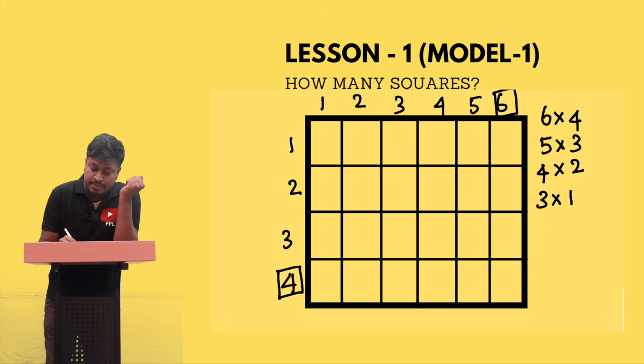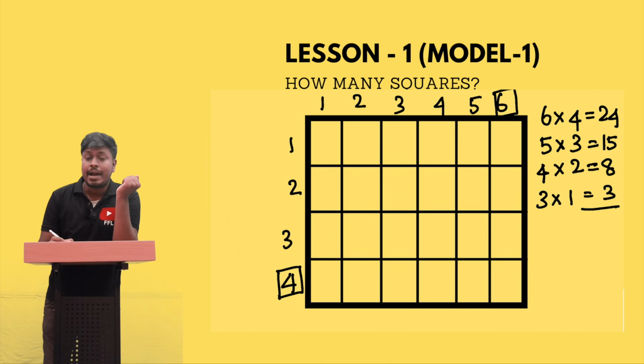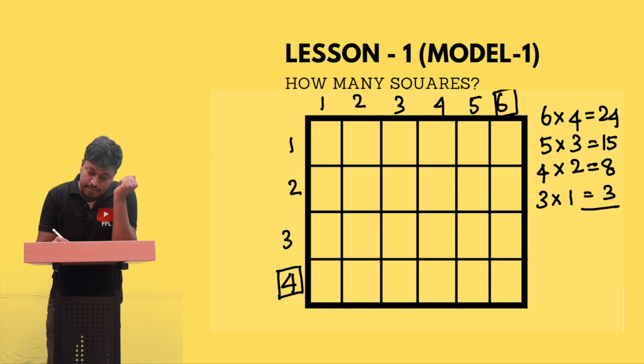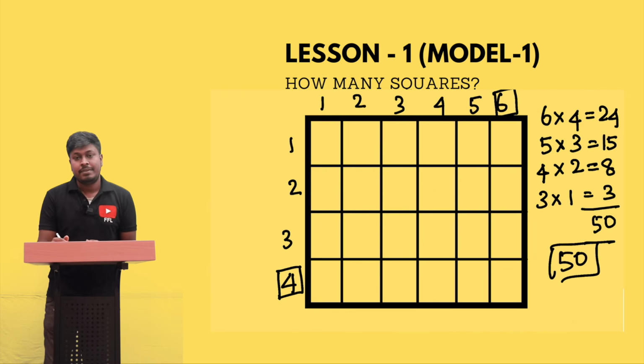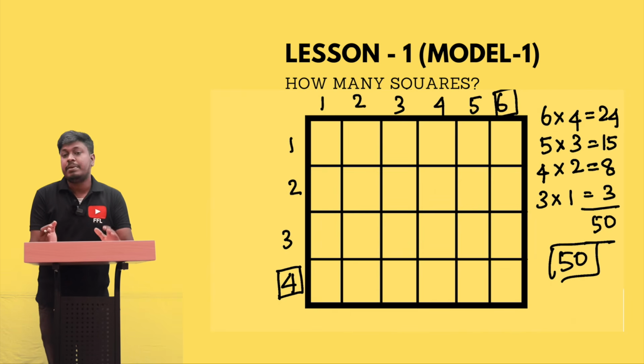So start adding the numbers. 6 4s are 24. 5 3s are 15. 4 2s are 8. So 3 into 1 will be 3. Now add all the numbers. 24 plus 15, this becomes 39. 39 plus 3 becomes 42. 42 plus 8 will be 50. So finally we can say that there are 50 squares in the given figure. So this is the way you have to solve the questions based on type number 2.